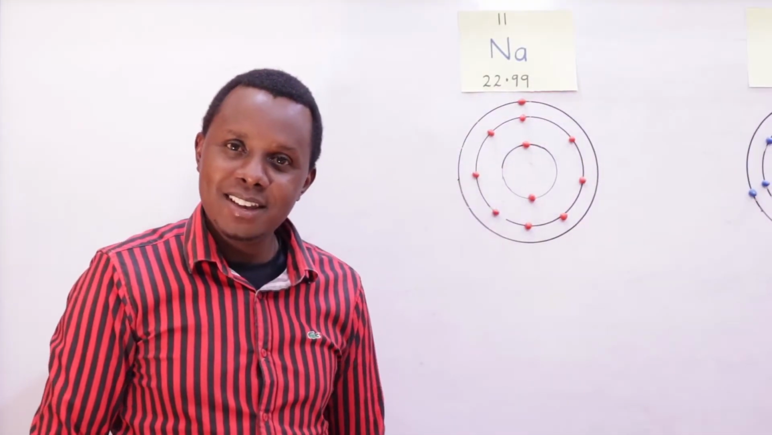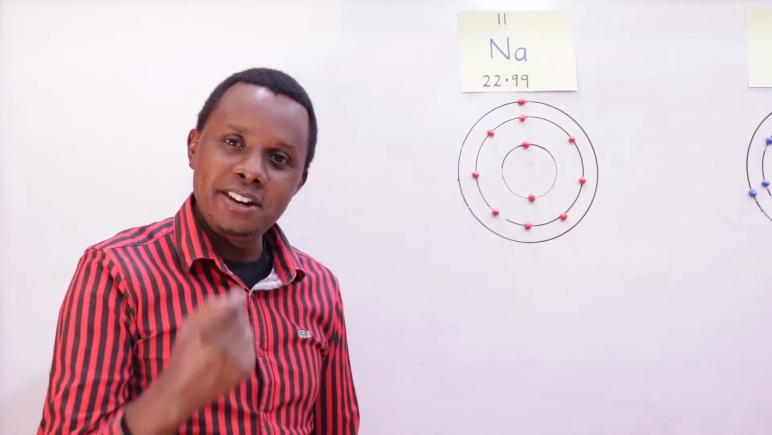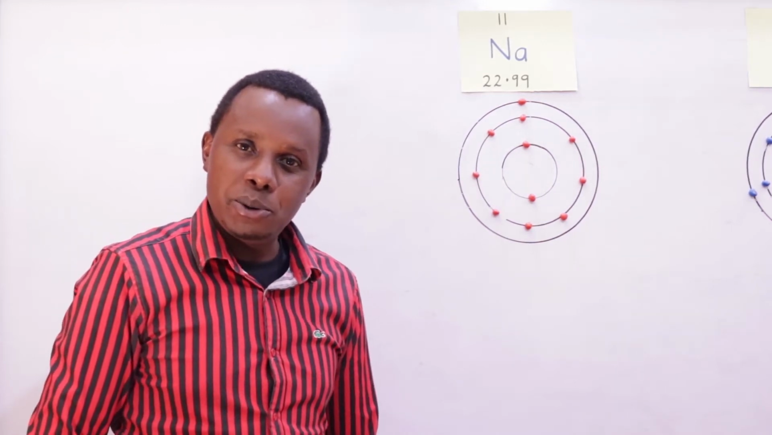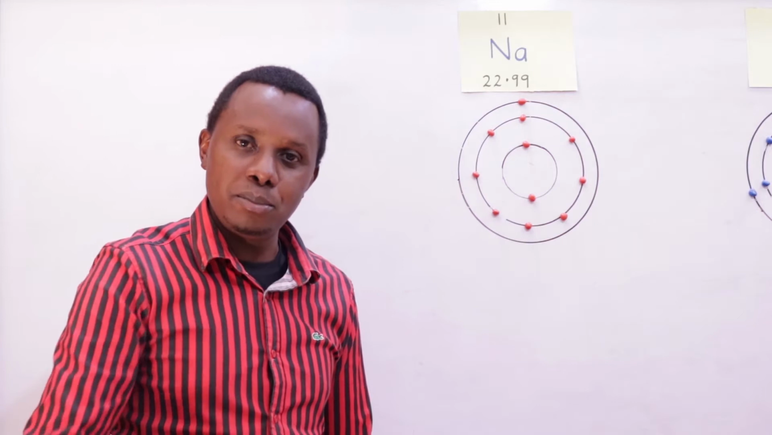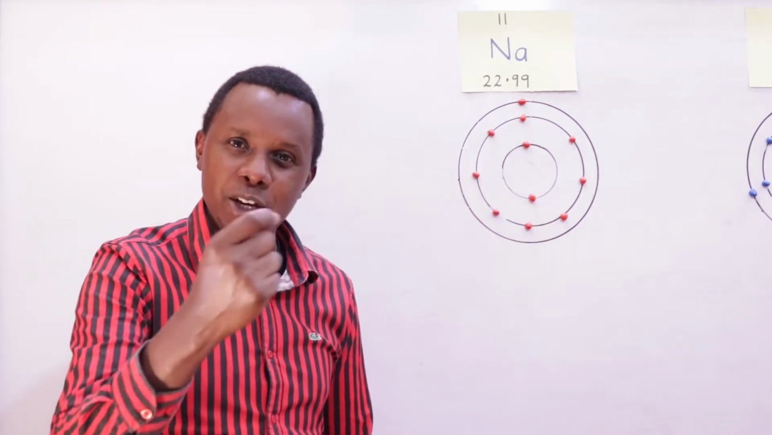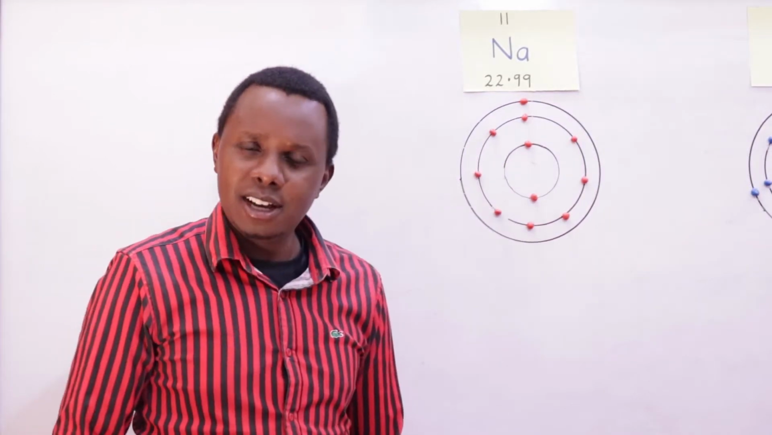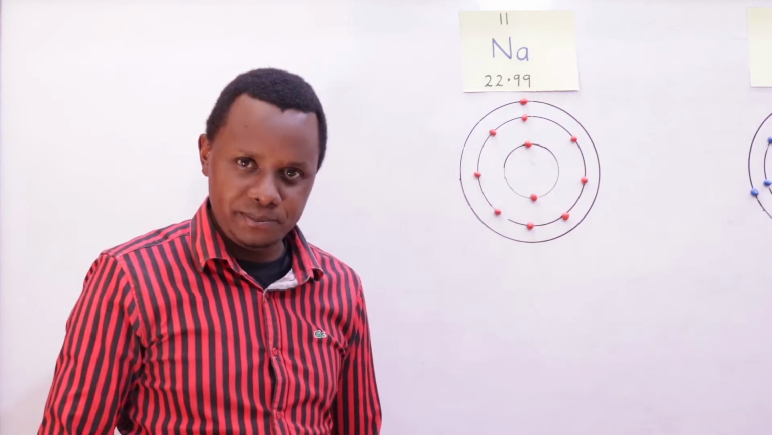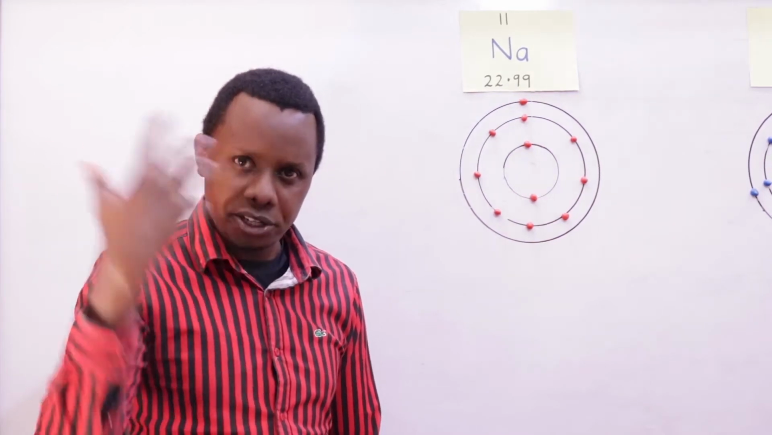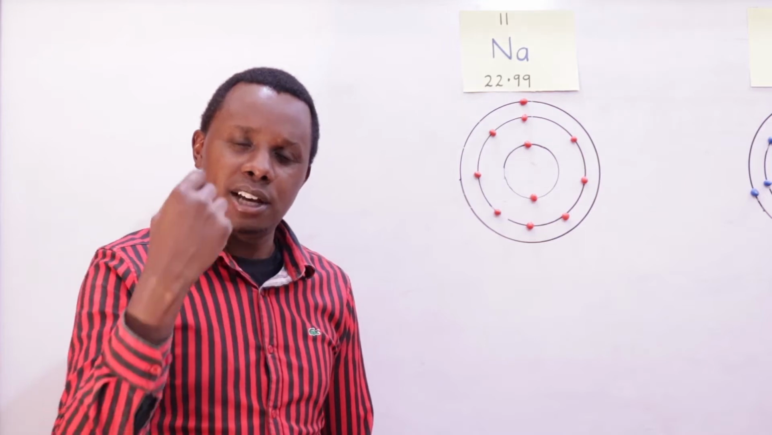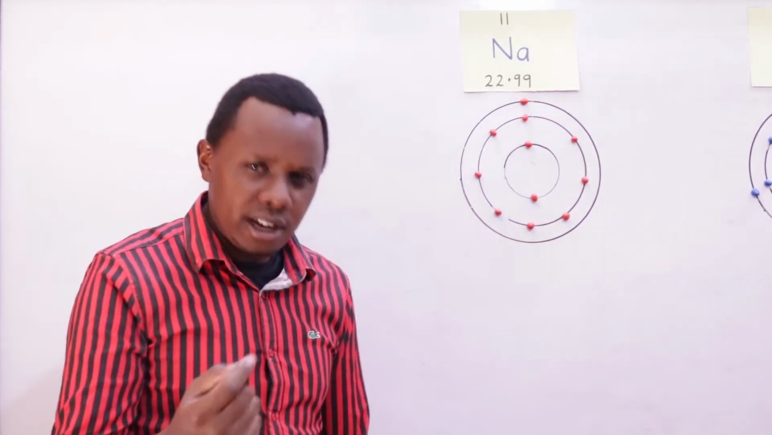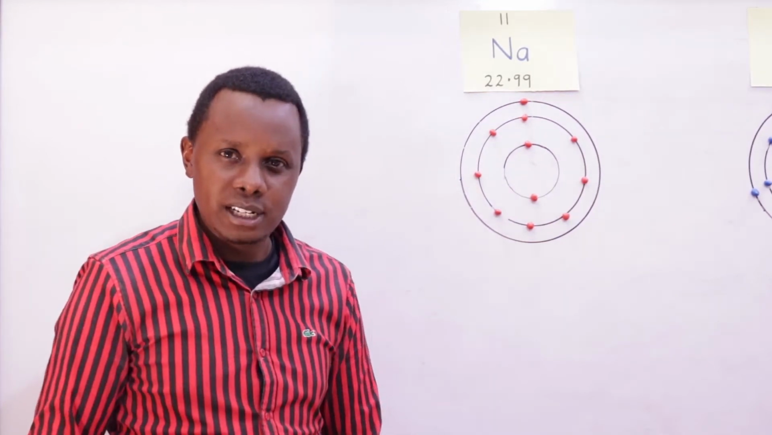Hello viewer, welcome to this very informative session where we're going to look at types of chemical bonds and specifically the ionic bond. But before we do that, I want to take you back a little bit to something that you already know, and that is an atom, an ion, and the difference between an atom and an ion.